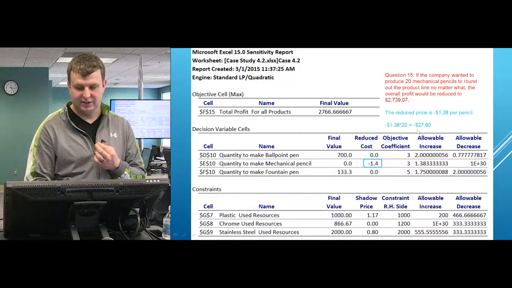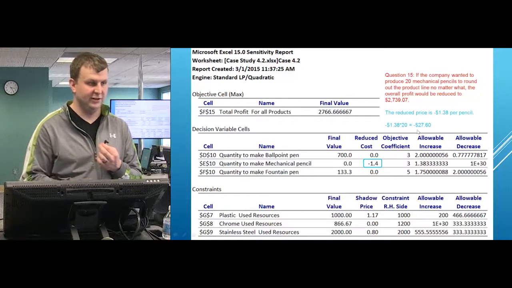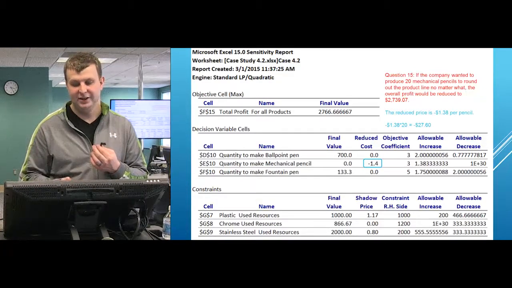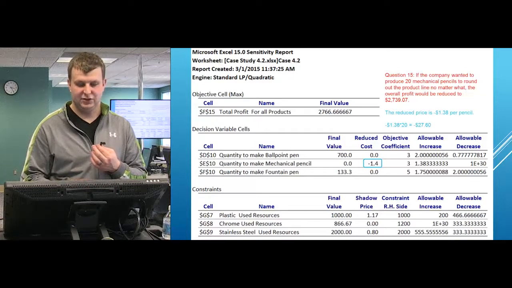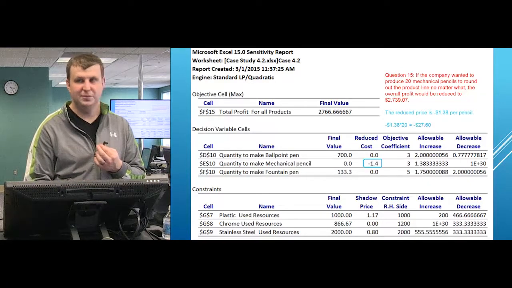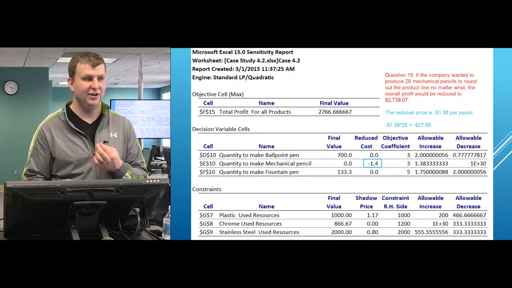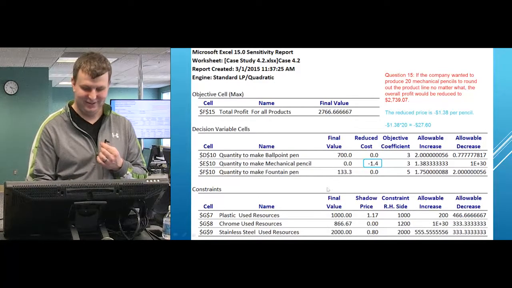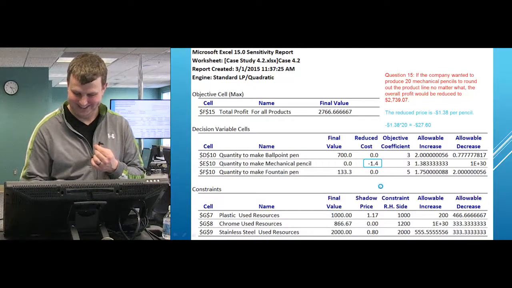So it's fine. So in this case, if we made 20 mechanical pencils, we'd actually reduce our profit by 2760, and so we take that final value and subtract 2760, and that would be our final profit. So it's not too much impact on the final value, but it is a reduction in profit to this company. That's like going out to see a movie once a week.